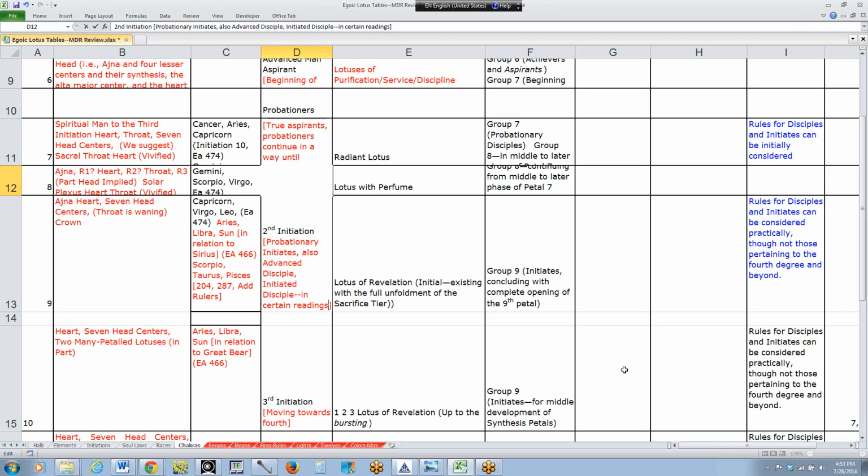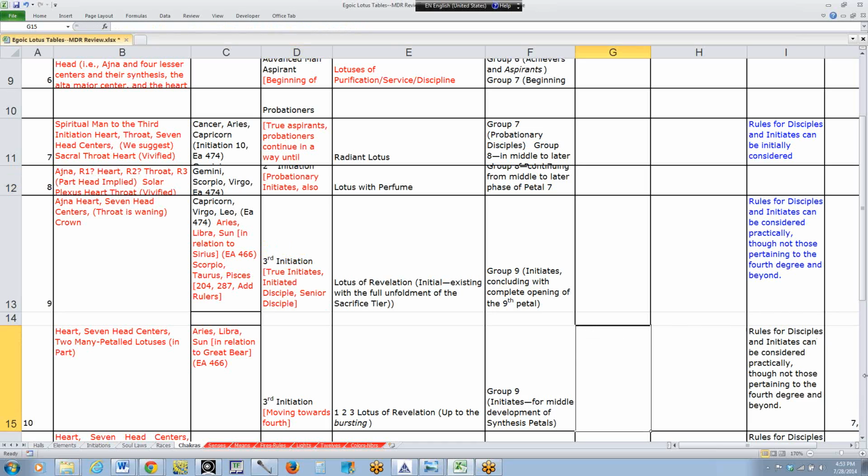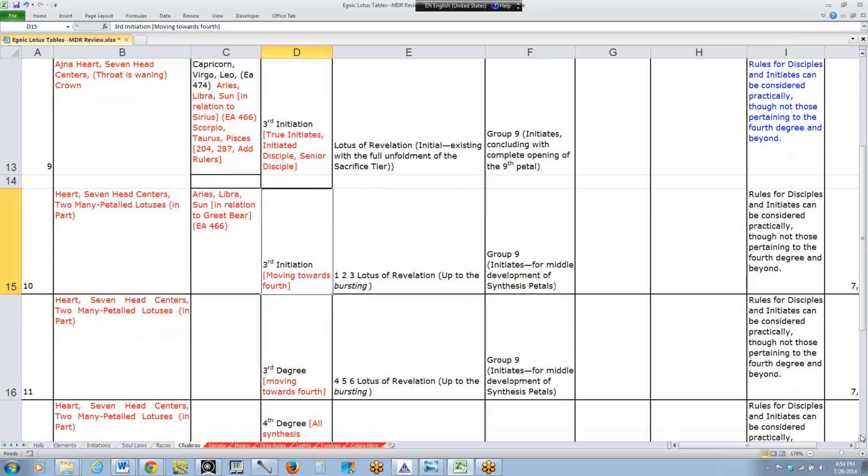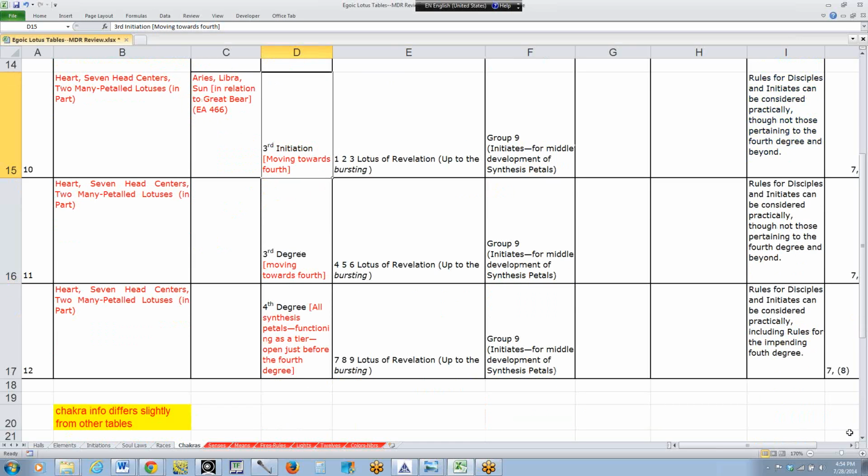Okay, now, third initiation, the true initiated disciples, maybe they are called senior disciples also, and we're moving towards the fourth degree. In general, for petals 10, 11, and 12, it's initiation three, moving towards the fourth degree. And that means when you are really concentrating upon the factor of synthesis after the third degree.